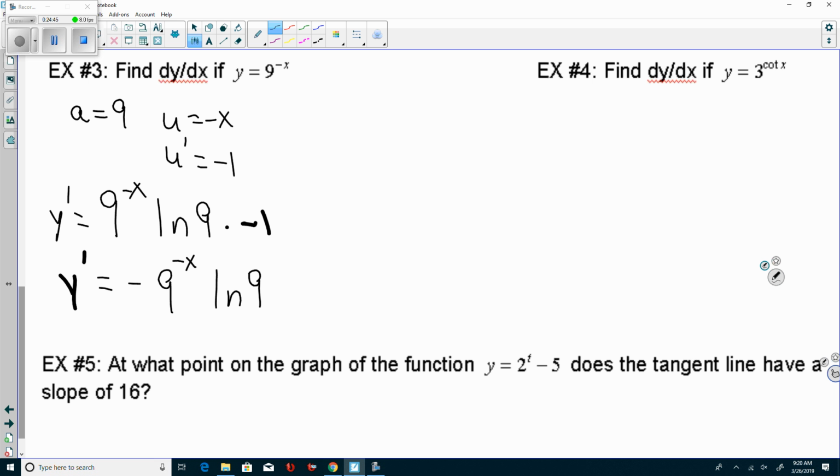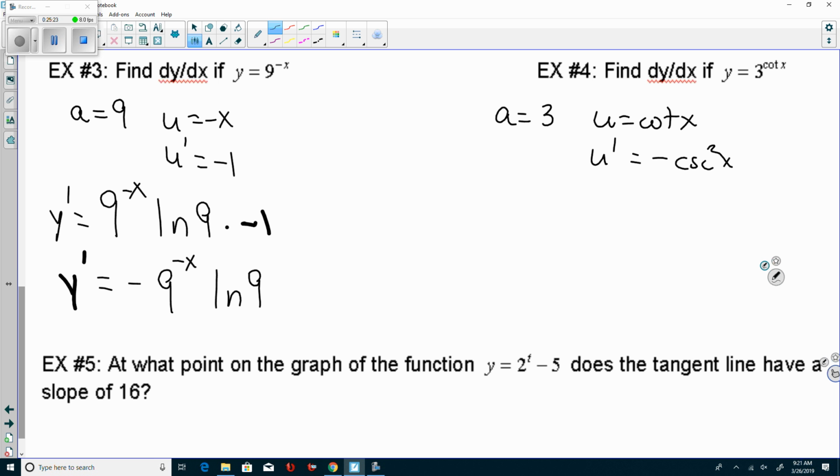Next one, a little tricky. Your a is 3, your u is cotan x. You guys remember what the derivative of cotan x is? We know it's negative because it's a c. But you were close. Remember, the c's kind of go together. So it's not secant, but negative cosecant squared x.